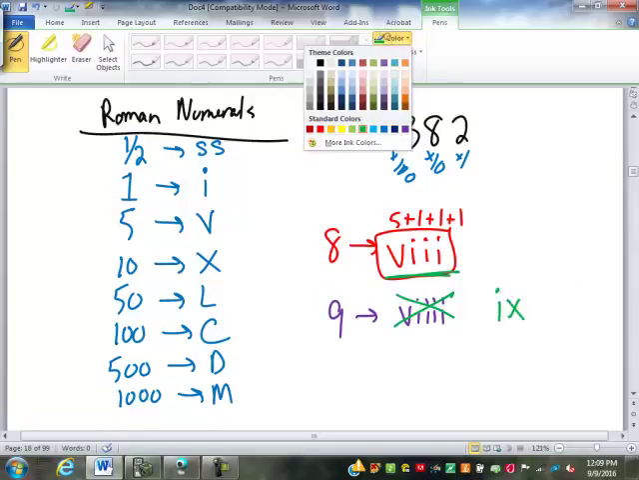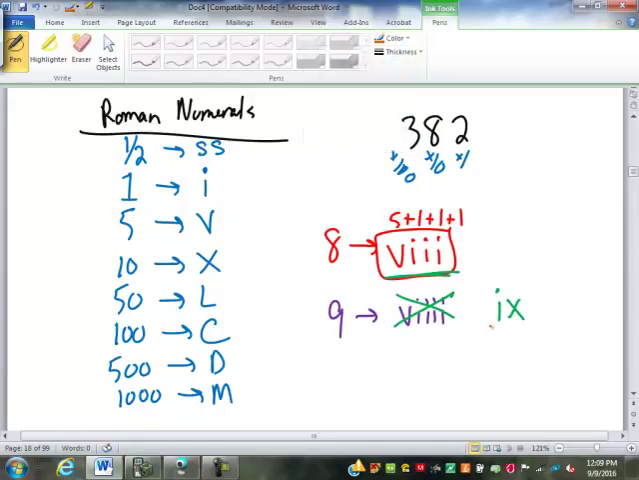When you have a symbol for a smaller value in front of the symbol for a larger value, it is subtracted. So since the smaller value is first, that means the 1 is being subtracted from the 10 to make 9. Here, since the smaller values come after the larger values, they're added to make the 8.